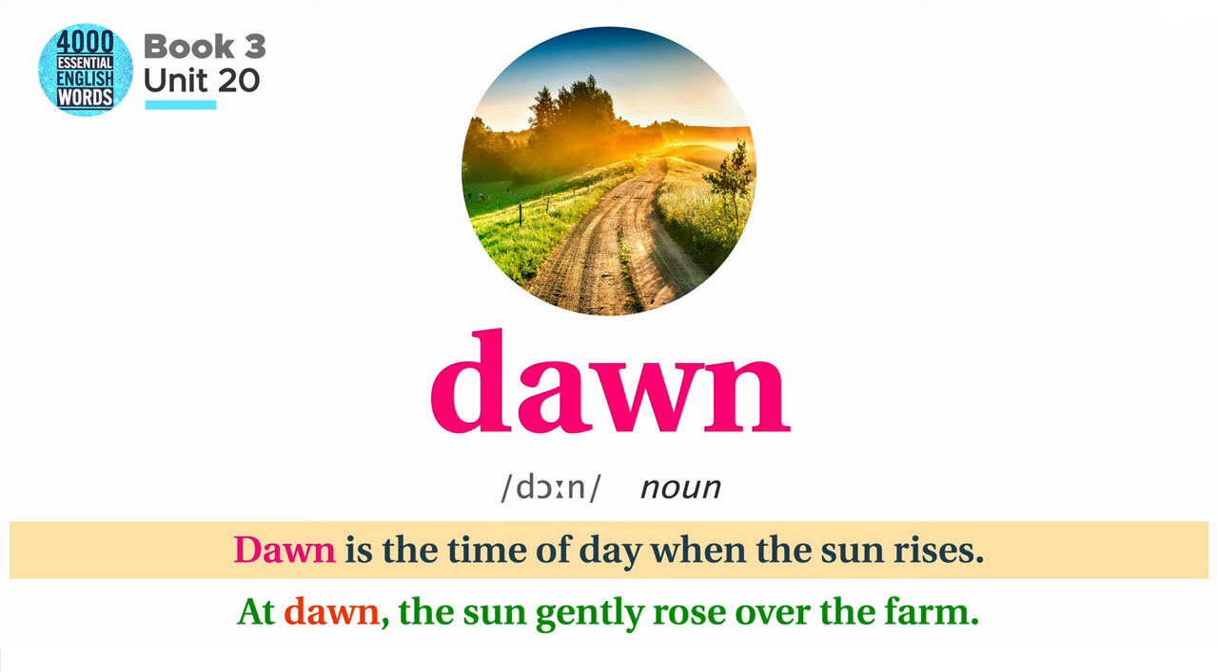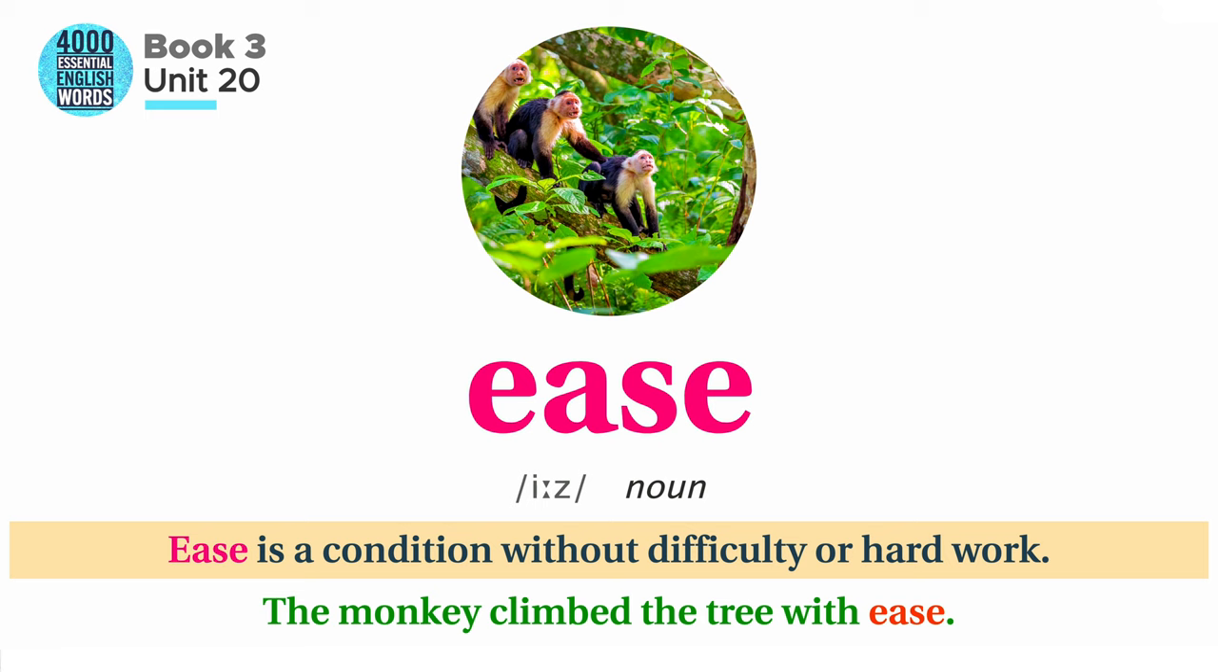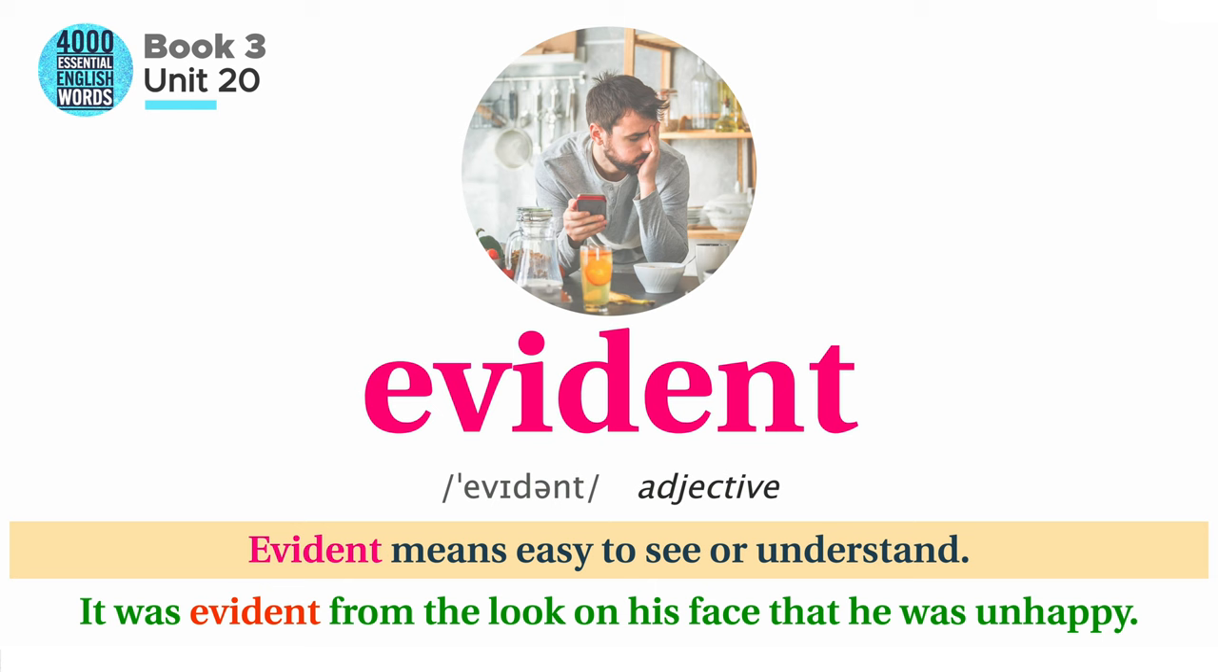Dissatisfied. Dissatisfied means not happy with something. I was dissatisfied with their decision to work on Sunday. Ease. Ease is a condition without difficulty or hard work. The monkey climbed the tree with ease. Evident. Evident means easy to see or understand. It was evident from the look on his face that he was unhappy.